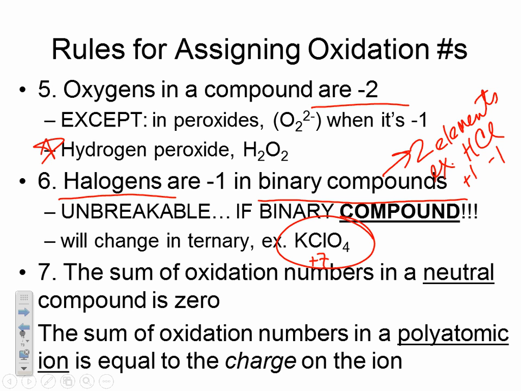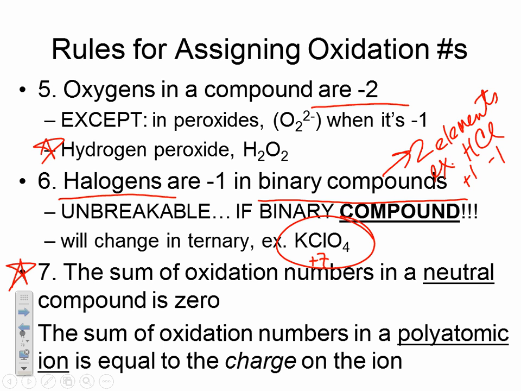So it's totally different if it's in a ternary compound. So halogens are -1 when they're in a binary, but they can absolutely change to be something different if they're not in a binary compound. And then the last rule is a really big one because it kind of covers everything else on the periodic table, all the other elements we haven't talked about.